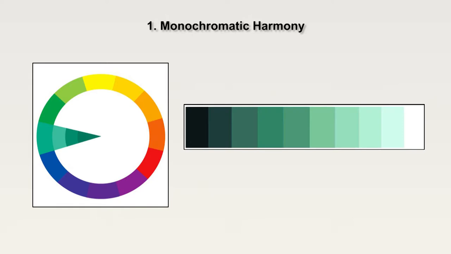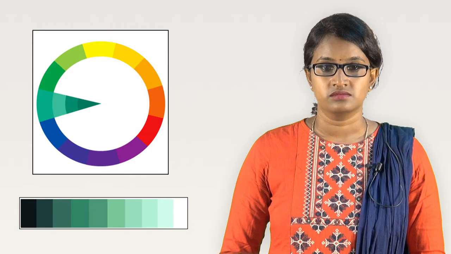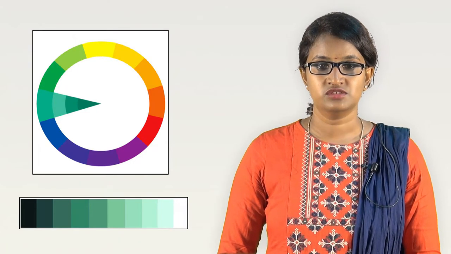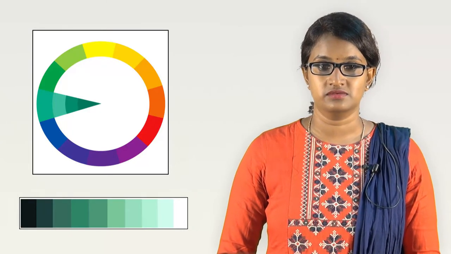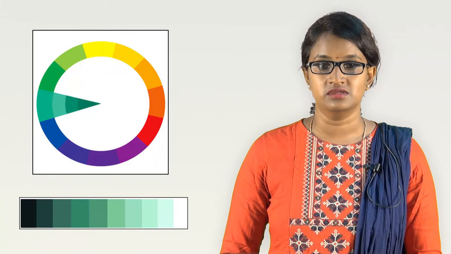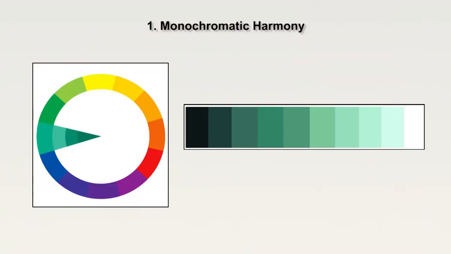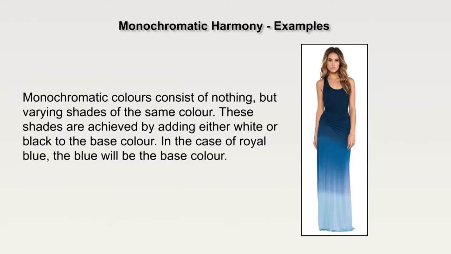Monochromatic harmony. Harmony based on one hue is called monochromatic. A combination of any hue along with its tints, tones, and shades. In other words, a single hue varying in value and intensity used together. Let us look at some examples of monochromatic colors.